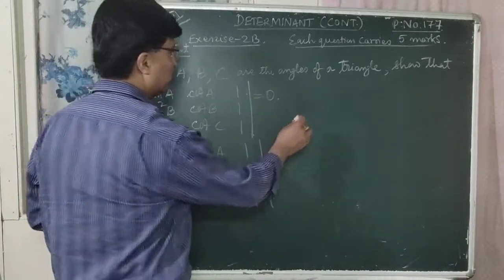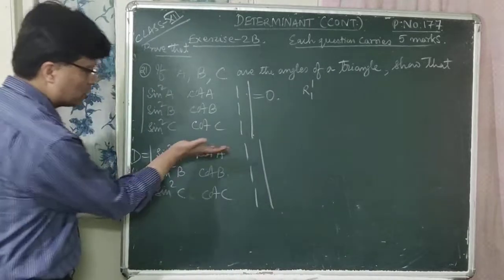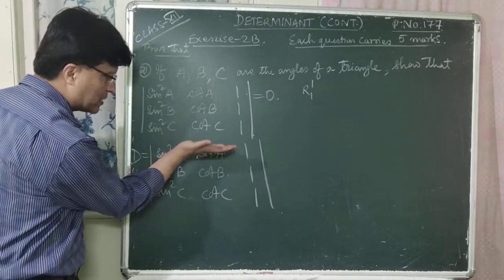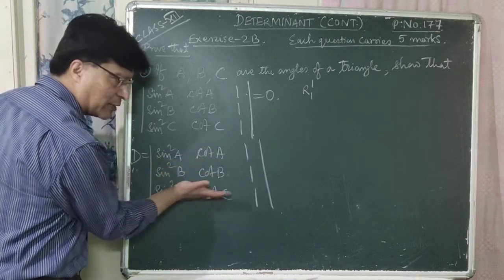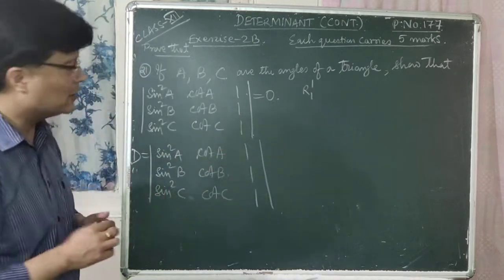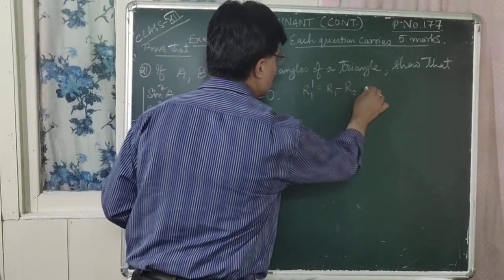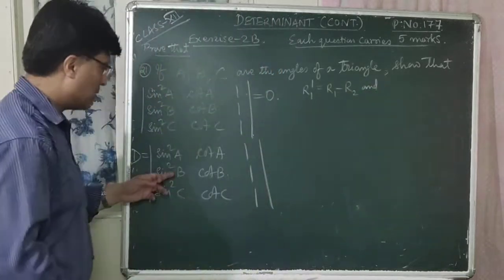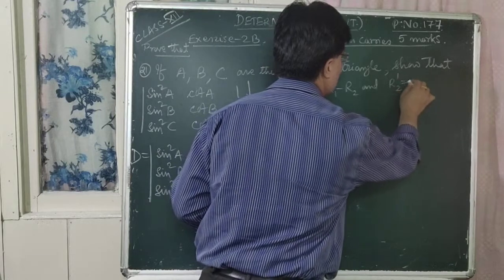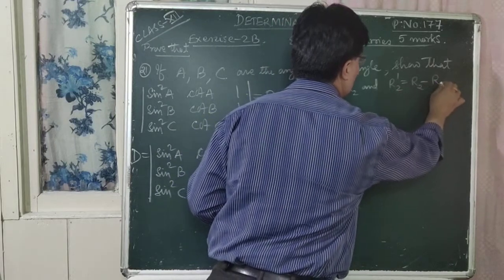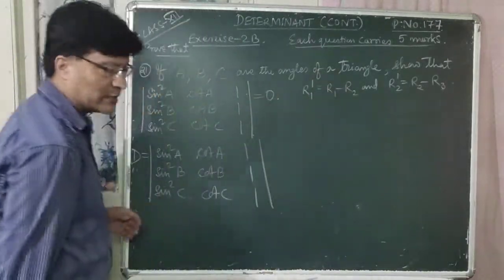Okay. So what is property number 5 here? So you can write R1 dash. That means you have to use R1 minus R2. R1 dash is equal to R1 minus R2, that is row 1 is changing. Then R2 dash is equal to R2 minus R3, that is row 2 is changing, right? So let's use these properties now.